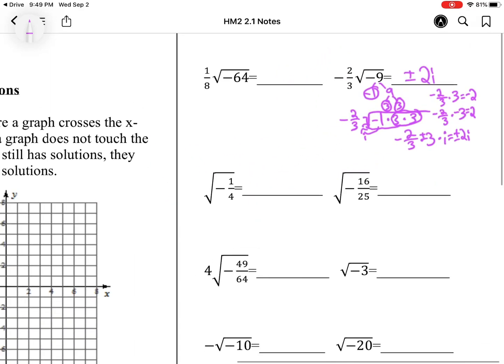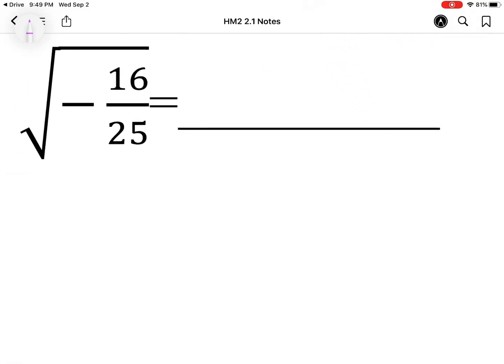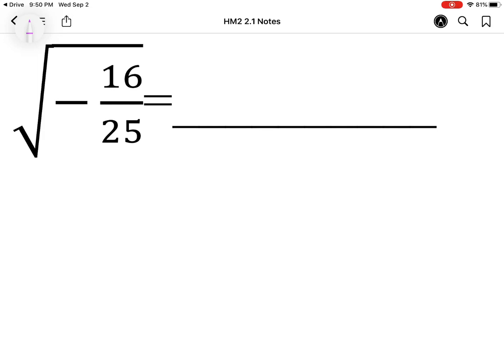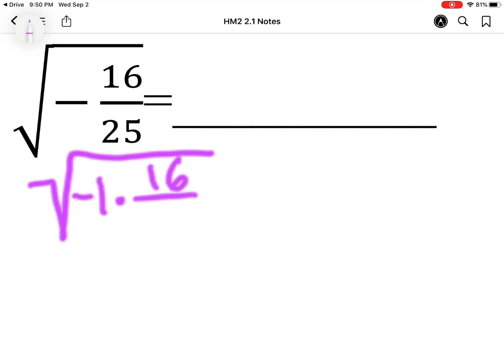Moving on. Again, I'm trying to pick the hardest ones because I know you don't want to hear me go through every single one. So let's go over this one. So I'm going to take this one step at a time. Instead of writing it as is, we can agree that this negative is kind of like a negative 1 times 16 over 25. So we're going to take this negative 1 out. And it's going to become i. So we're going to have an i on the outside.